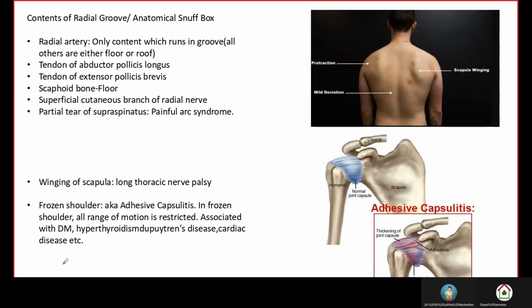Okay. Now the radial groove, or anatomical snuffbox. The contents are written here: radial artery, tendon of abductor pollicis longus and extensor pollicis brevis, scaphoid bone, the floor of the snuffbox is the scaphoid, and the superficial cutaneous branch of the radial nerve. The partial tear of supraspinatus.